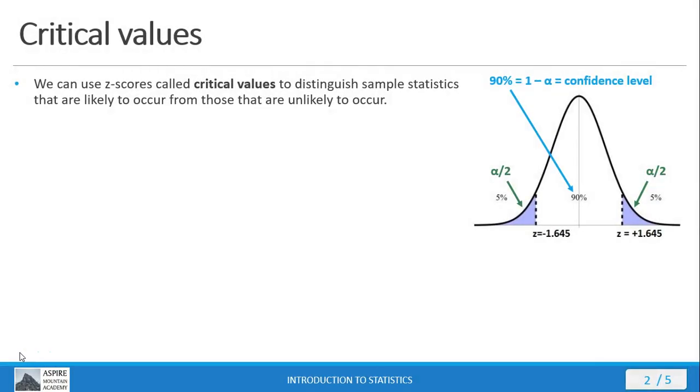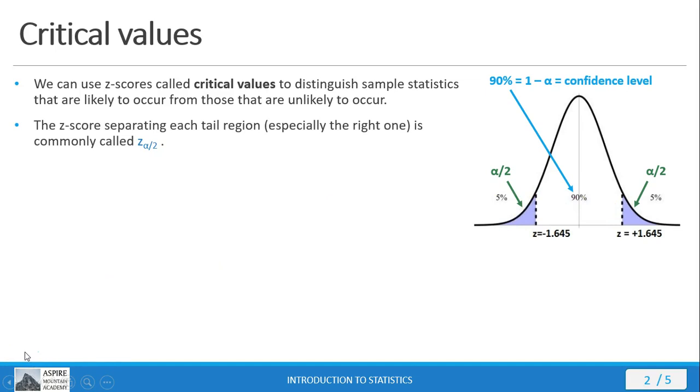So remember that we were using z-scores in previous mini lectures called critical values. And these critical values were used to distinguish sample statistics that were likely to occur from those that were unlikely to occur. So the values that are found in the tails of the distribution are those that are unlikely to occur, and the values that are found in the center region of the distribution are those that are likely to occur.